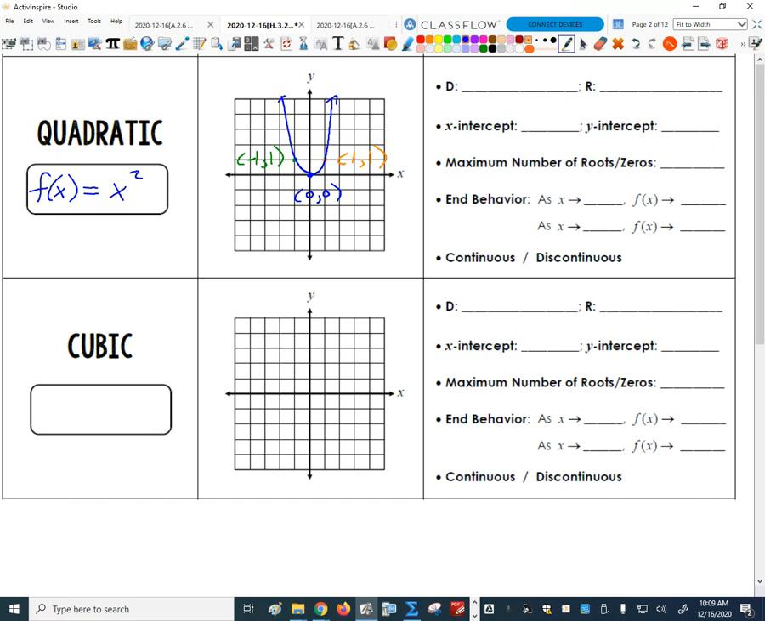So I need the domain of this, Olivia. Negative infinity to infinity. Okay, good. So all reals. While you're at it, what's the range, Olivia?